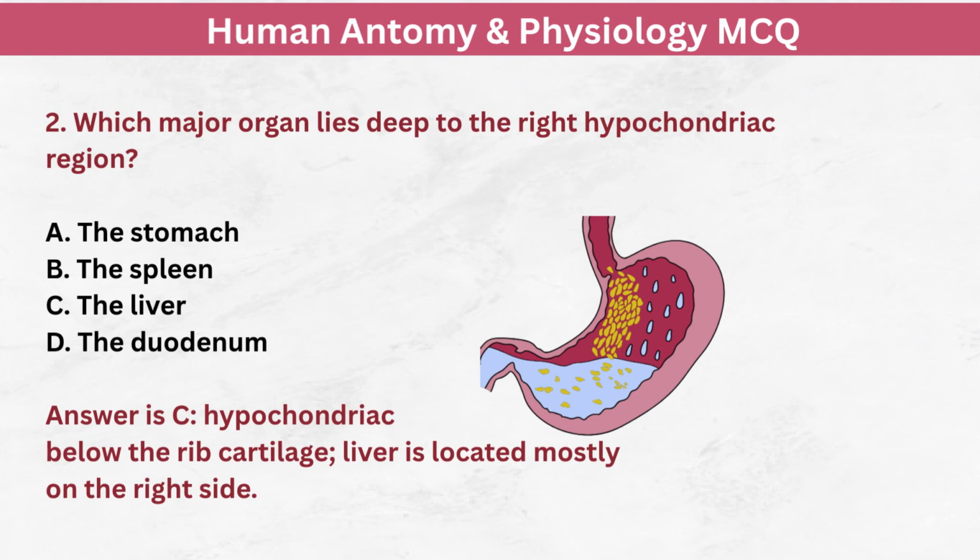2. Which major organ lies deep to the right hypochondriac region? A. The stomach. B. The spleen. C. The liver. D. The duodenum. Answer is C. Hypochondriac equals below the rib cartilage. The liver is located mostly on the right side.